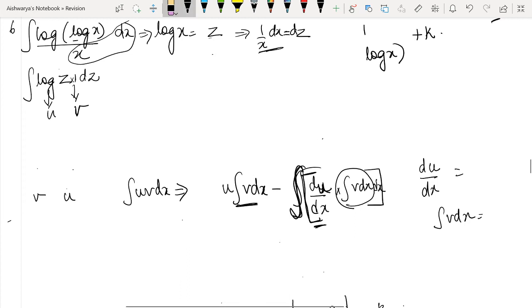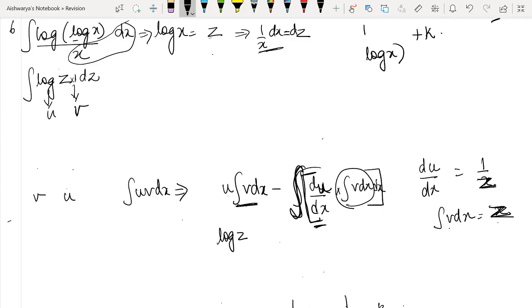Okay, let's write here du by dx. So log x differentiation is 1 upon x. Integral v dx, integration of 1 is x. So this is the value. Let's substitute that here. U is nothing but log z, into integral v dx is x, or in this case it is log z, so it will be z, and this will also be z, so everything will be z here.